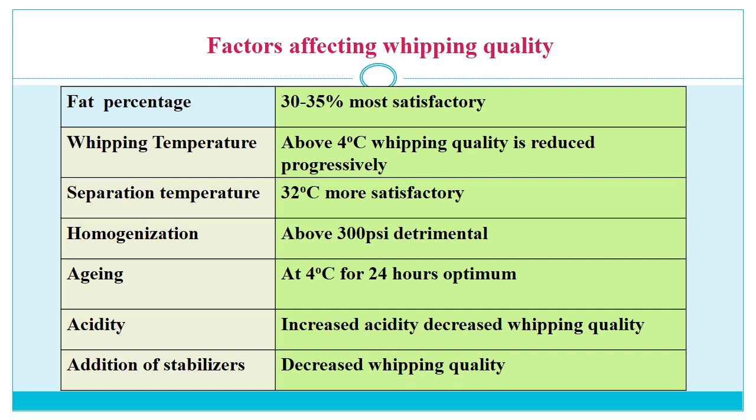Homogenization, above 300 psi it is detrimental. Aging, as I mentioned, at 4 degrees Celsius for 24 hours it is optimum for whipping. Then acidity, increased acidity decreases the whipping quality. Addition of stabilizers. So stabilizers are used for making ice cream. So whenever the stabilizers are added, it will decrease the whipping quality.